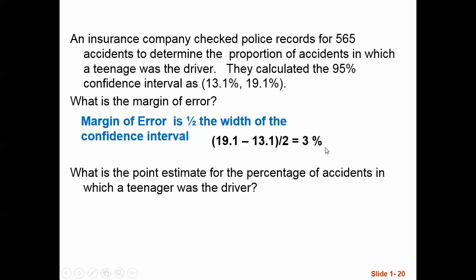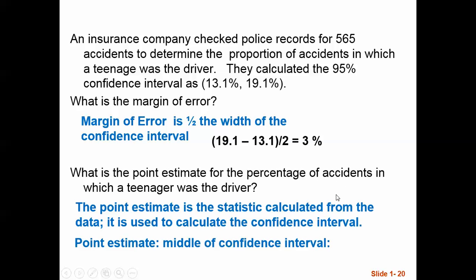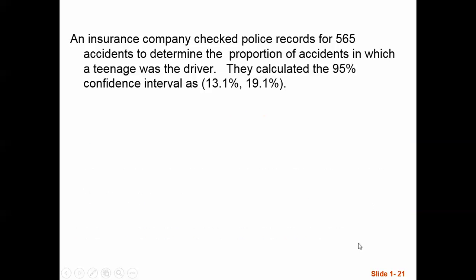What's the point estimate for the percentage of accidents in which a teenager was the driver? The point estimate is the sample estimate that was calculated from the 565, and the point estimate, remember, is used to create this interval, so it sits right in the middle of the confidence interval. You can find it by adding the two endpoints and dividing by 2. Also, you have the margin of error, so you could take that plus the lower bound, and you would get the same point estimate.